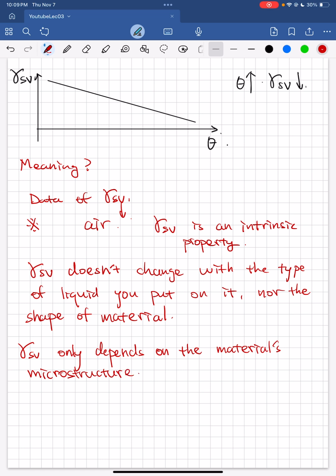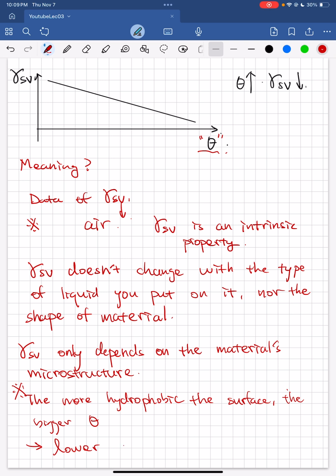Then you can realize what causes theta to increase. Of course, the more hydrophobic the surface, the bigger theta, indicating lower surface energy between this material and the air surrounding us. Of course, they tabulate the data based on air because we are material scientists and we want to know this material's surface energy in the air we breathe, right? It's just like we treat everything in standard state, which is 298 Kelvin, room temperature. It's the same manner.